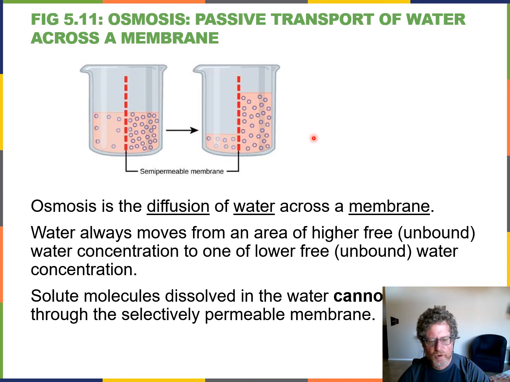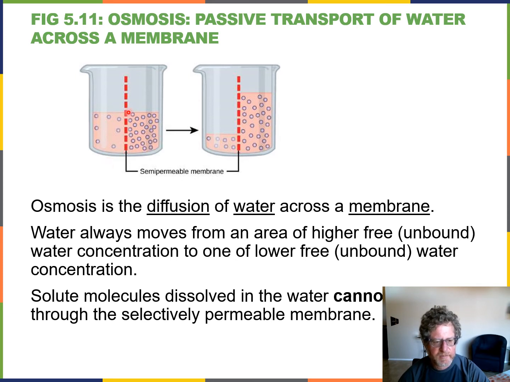There's a special form of diffusion for water. It's called osmosis. How does water move across a membrane? Water moves from an area where there are fewer particles dissolved in the solution to an area where there are more particles dissolved in the solution.